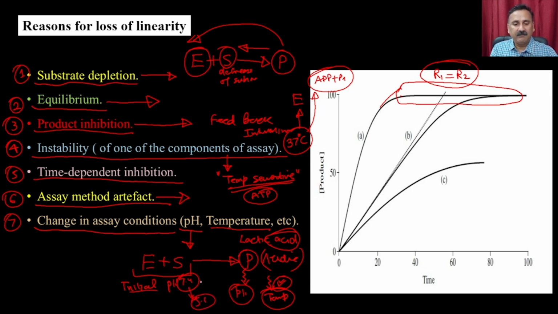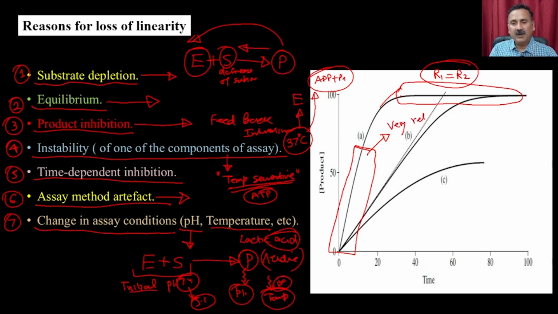For example, if the enzyme is optimally active at 7.4, it may not be active at 5, and that's how you might see a loss of linearity. So these are some of the reasons why you could see a loss of linearity. Because of this, the majority of people use only this part of the curve for measuring enzyme activity. They don't use the whole curve, because this part is very, very reliable.